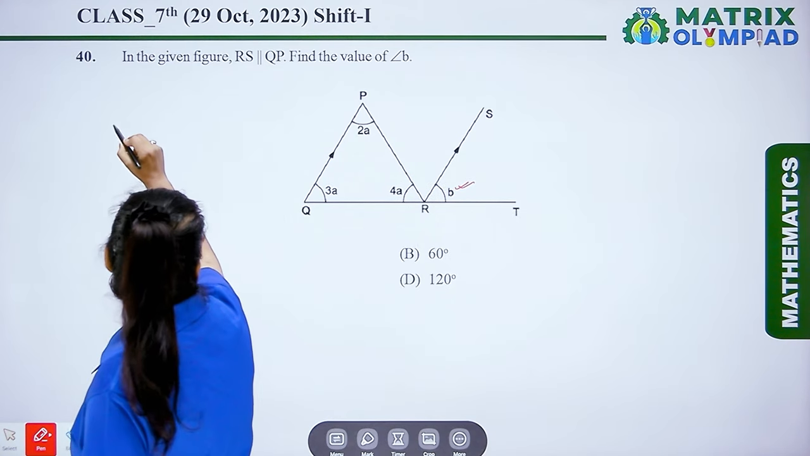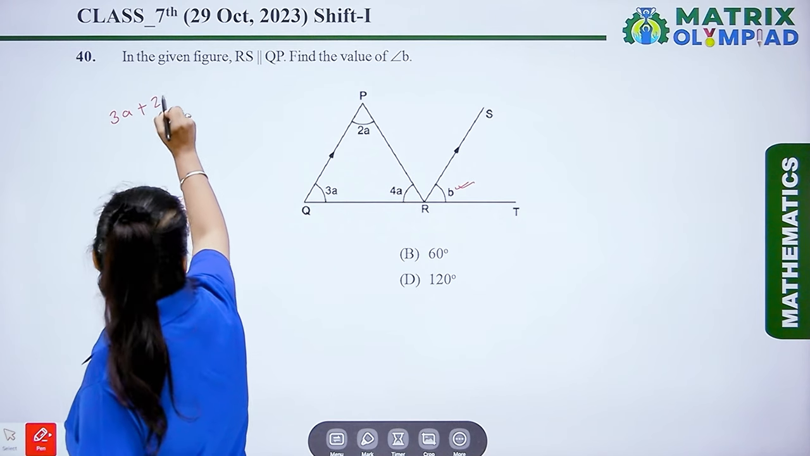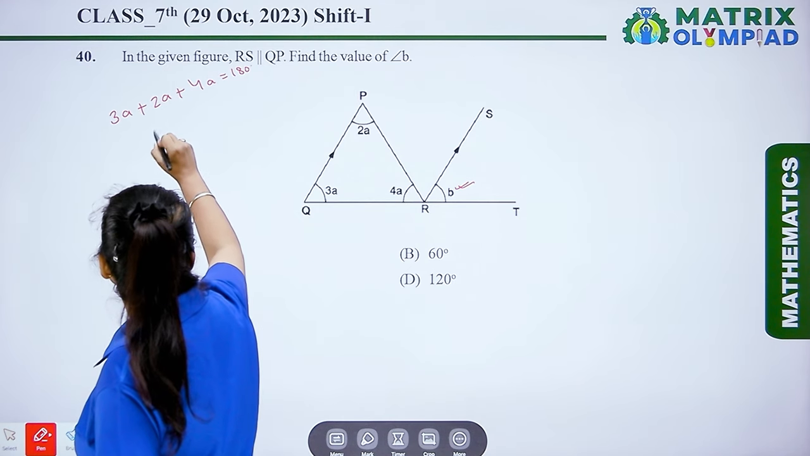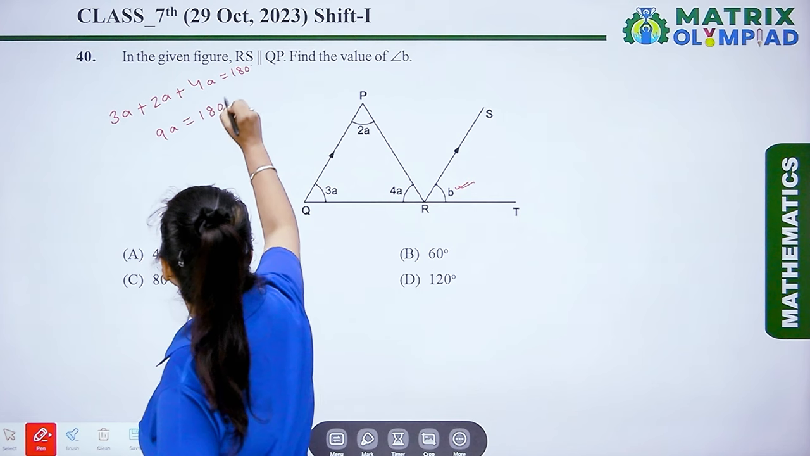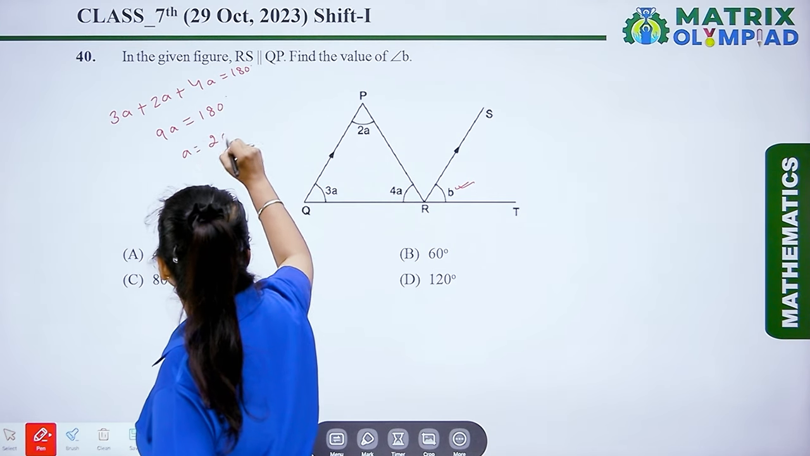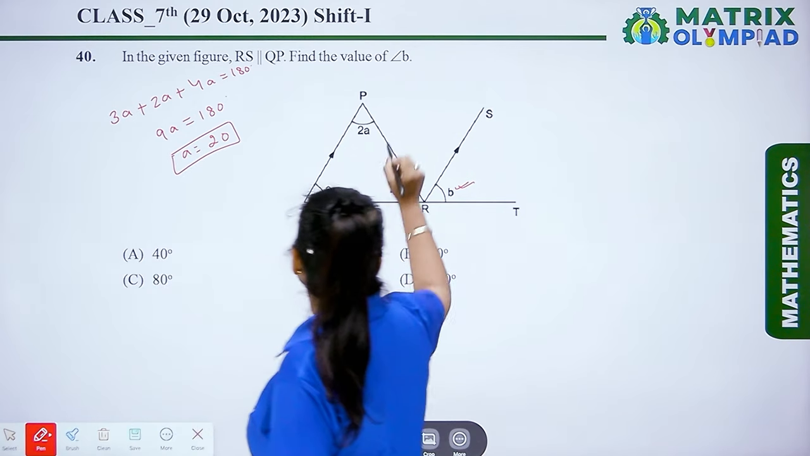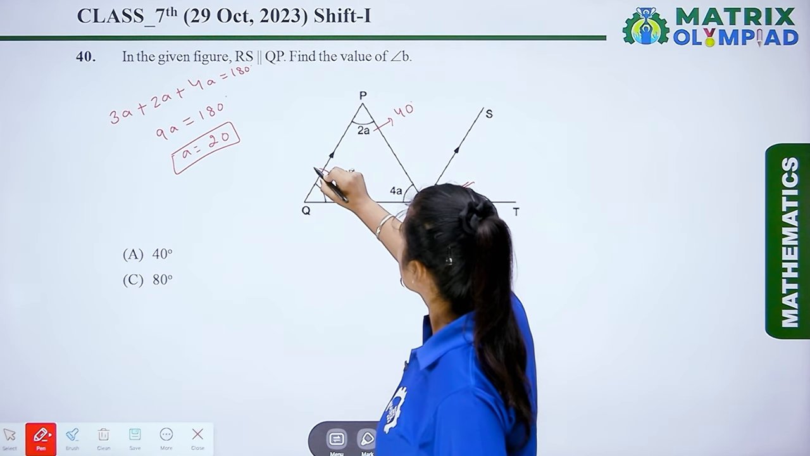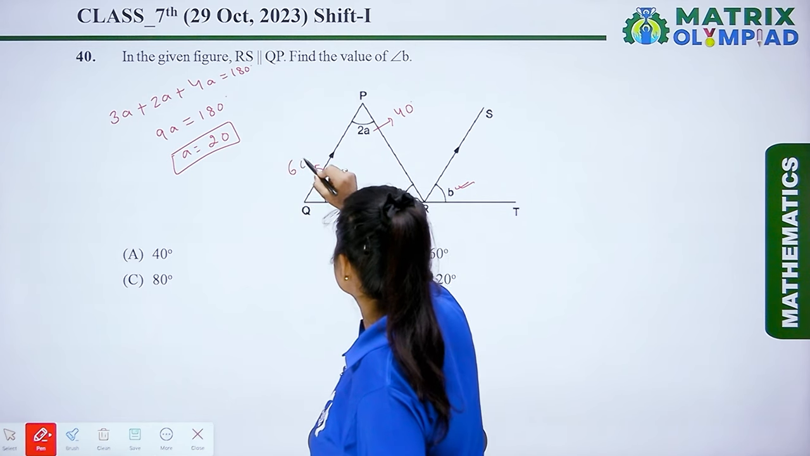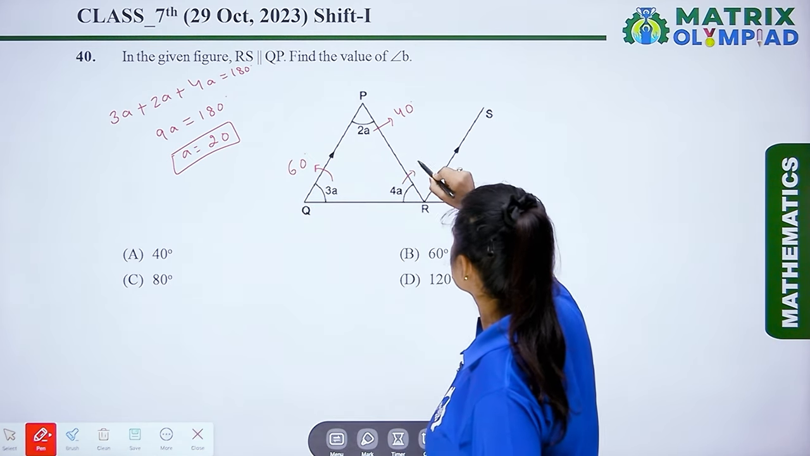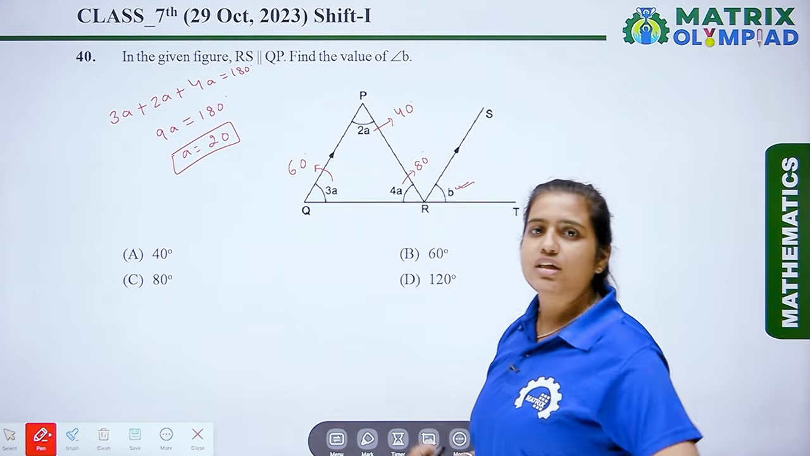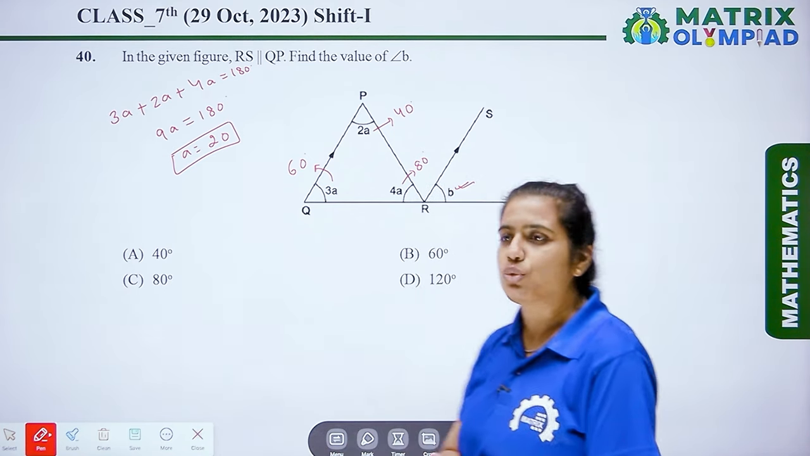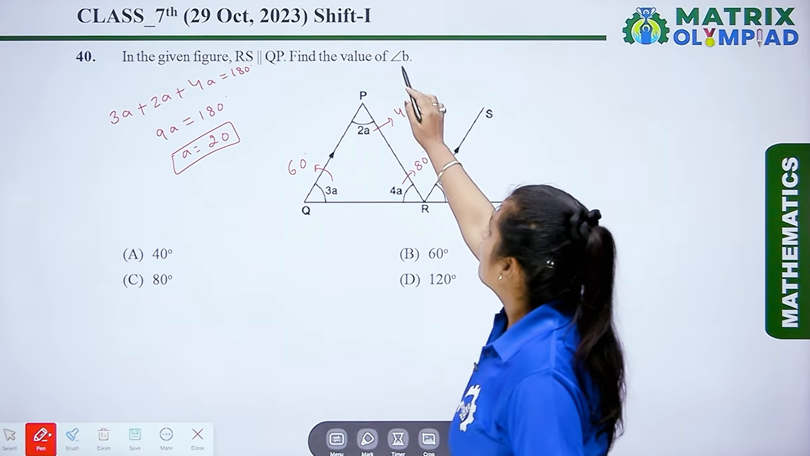So, let's find out the value of A first. 3A plus 2A plus 4A, that is equal to 180 degree. So, here we get 9A equal to 180 degree, A is equal to 20. So, here angle P is 2 multiplied by 20, that is 40. This is 60 degree and this is 80 degree. So, we get the angles P, Q and R in the triangle PQR. Now, we have to find out the value of B here.